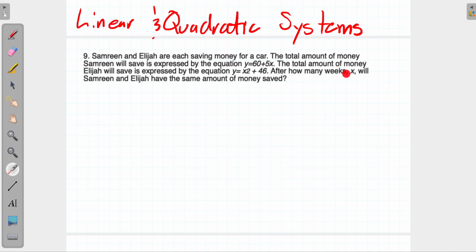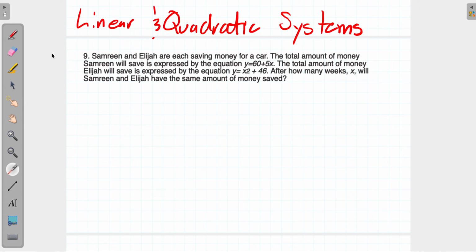The total amount of money Elijah will save is expressed by the equation y equals x to the power of 2 plus 46. So this is quadratic. We've taken note that the first one is linear and the second is quadratic, so that gives us some hints about potential answers. After how many weeks in x will Samreen and Elijah have the same amount of money saved?